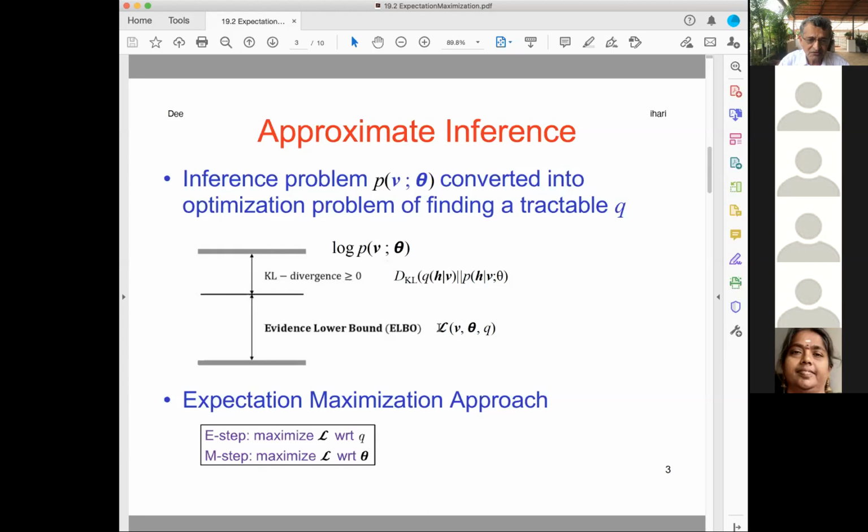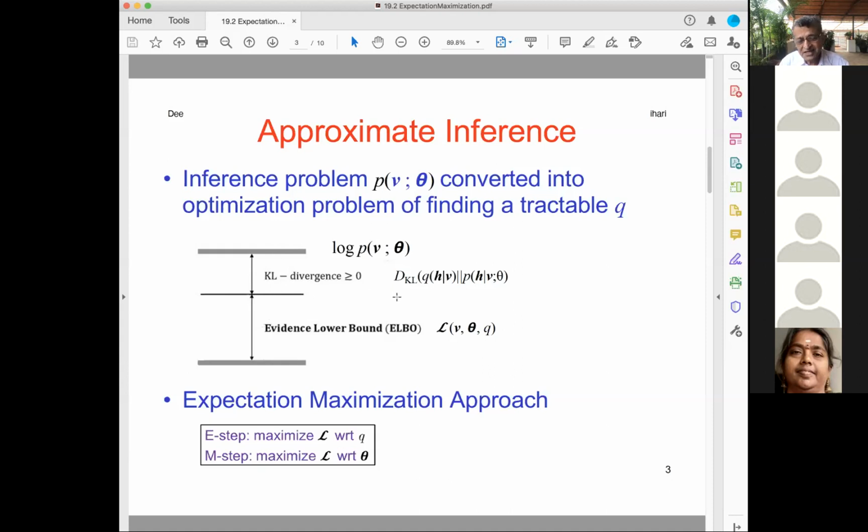But we have something called the evidence lower bound. It's fairly easy to compute. L of V, theta, Q, given a set of parameters, given the set of values for the visible units, and given the function Q, we can compute that easily. That's great. If you can compute that easily, we have figured out this much of this value. The only part that we don't know is the KL divergence part.